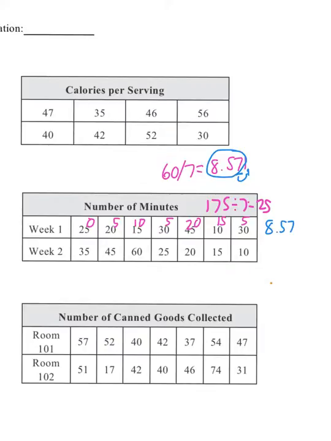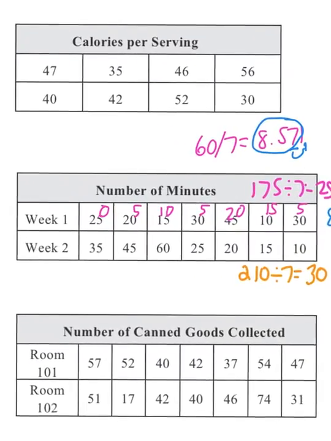All right, so for week 2, let's see what you got. Did you add up 35, 45, 60, 25, 20, 15, and 10? If you do, they add up to 210. And you have to do 210 divided by 7, and you get 30 for the mean. So 30 is the mean. Now you have to subtract each number with the 30, which I'm going to zoom in so we can see.